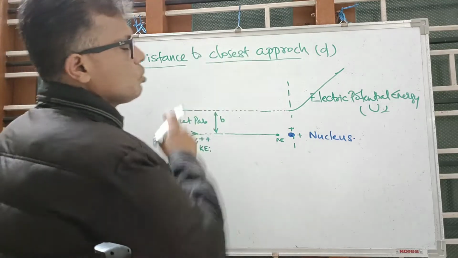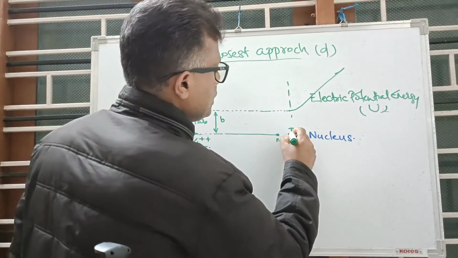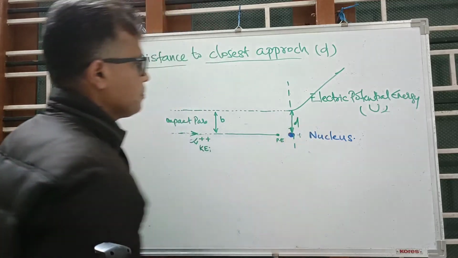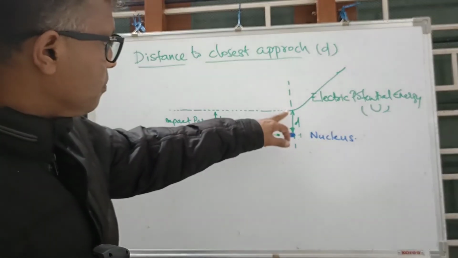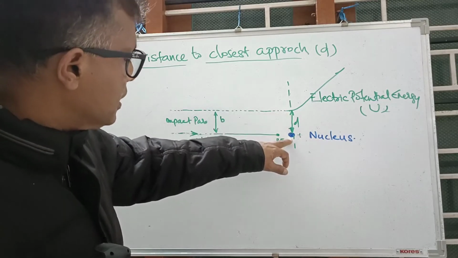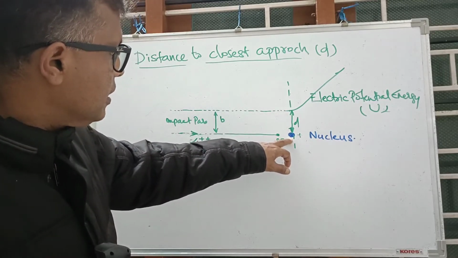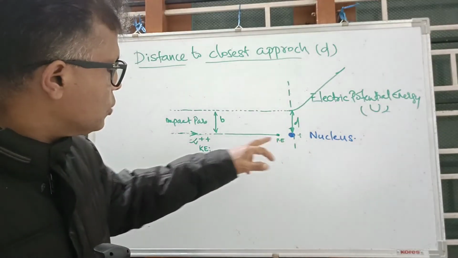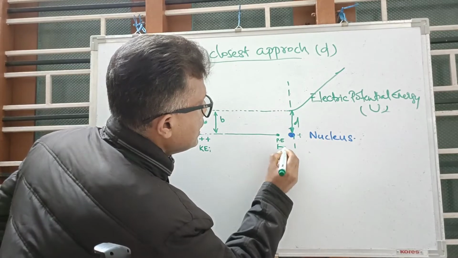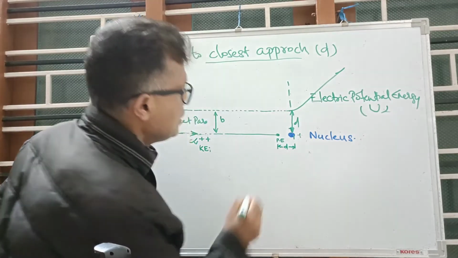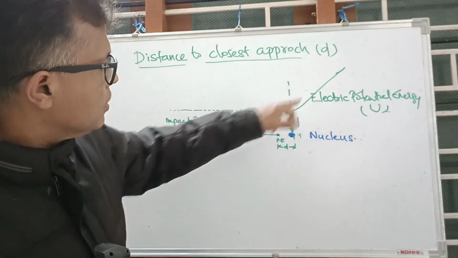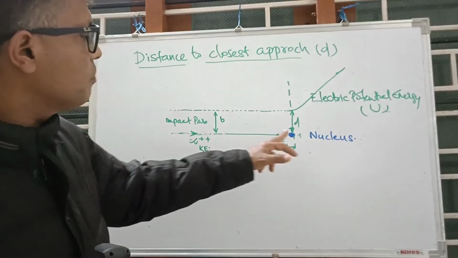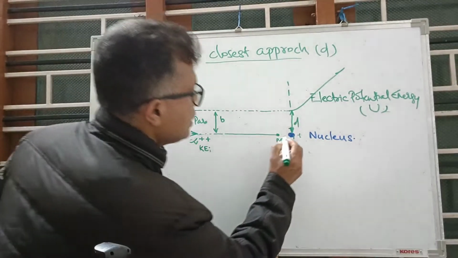Then what is the distance of closest approach? This distance is denoted by D. This is the minimum distance. So we can say this is the D. Again, if it is going like this, this one is the D. So this is the minimum distance from the nucleus, from the center of the nucleus. Very important, from the center of the nucleus.